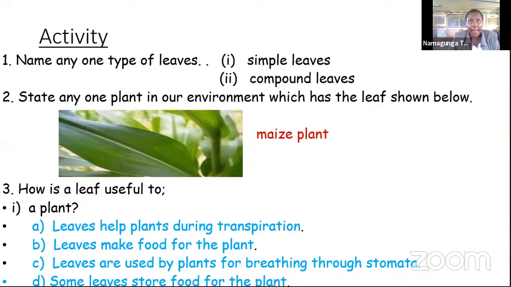Simbwa, is there? Yes. Good. Question 3. Read. How is a leaf useful to a plant? Yes, give us one. A leaf makes food for a plant. Good. A leaf makes food for the plant. Very good. Thank you so much.